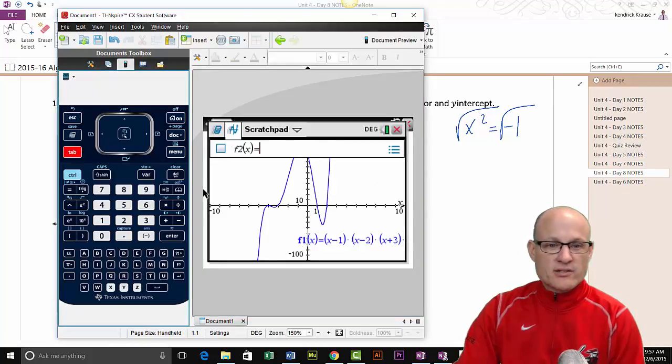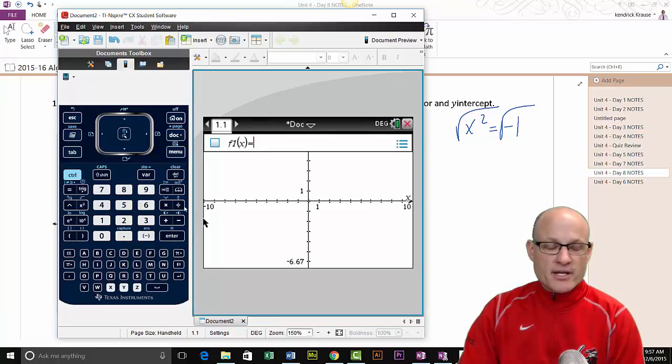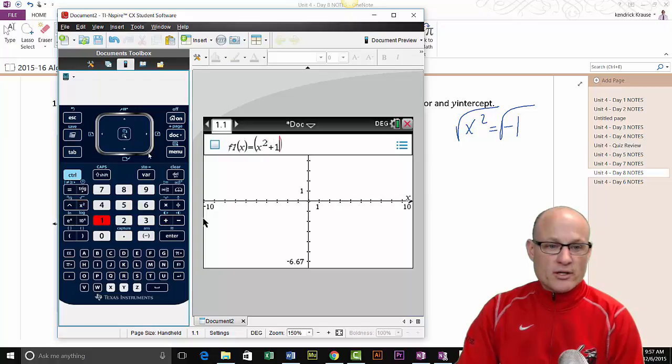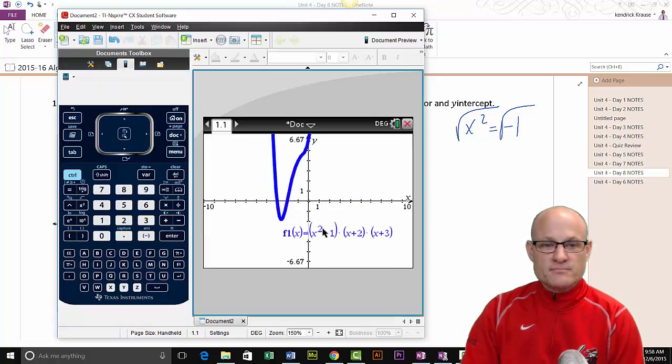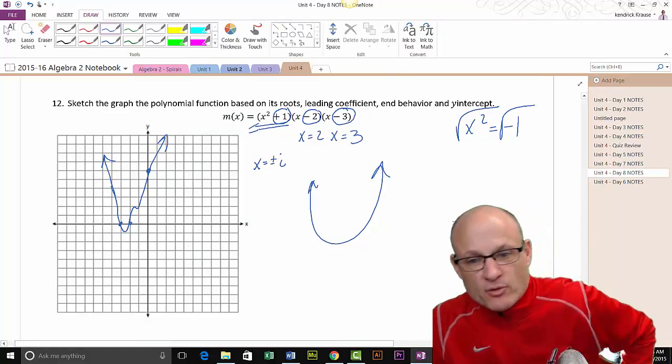Tab. Now let's get rid of this because I don't want a crazy graph. So going back into graph mode, and it was parentheses x squared plus 1, parentheses x plus 2, parentheses x plus 3. It's pretty good. Comes down, goes back up, has a little wiggle, and goes through 6. There it is. That's it, kids. That's all she wrote. That's what I'm looking for in tonight's homework.